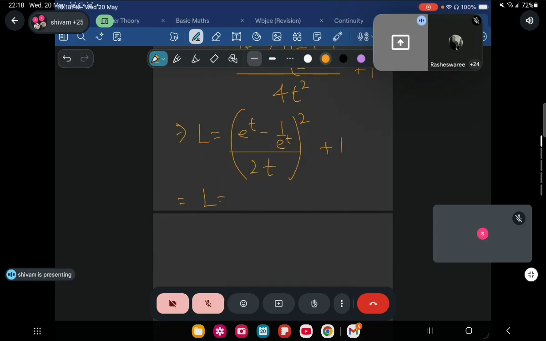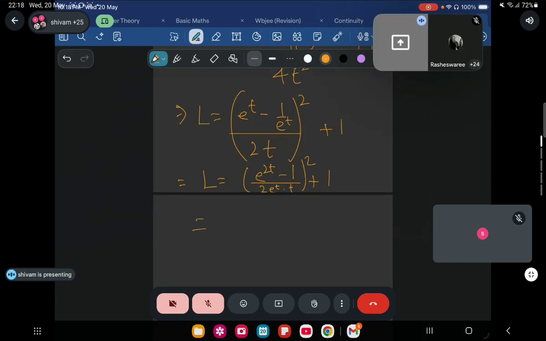So this will become L equal to e to the power 2t minus 1 by e to the power t into 2. Oh, wait a minute. 2 e to the power t into t plus 1 whole square. Acha, e to the power t minus 1. Everyone pay attention. e to the power 2t minus 1 divided by e to the power t it is.